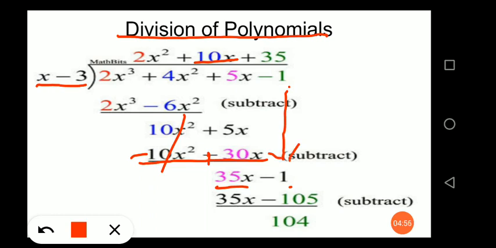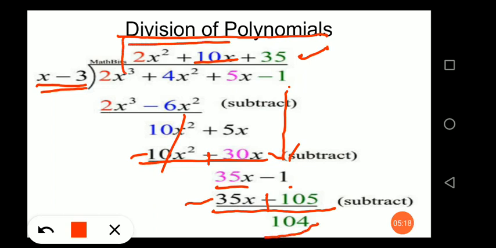Again the same process, 35x divided by x will give us 35. That will be the third term of the quotient. And when we multiply x minus 3 by 35, we will get 35x minus 105. Again subtraction, the sign will be changed, and here we will get 104. So this is our quotient and 104 is our remainder.